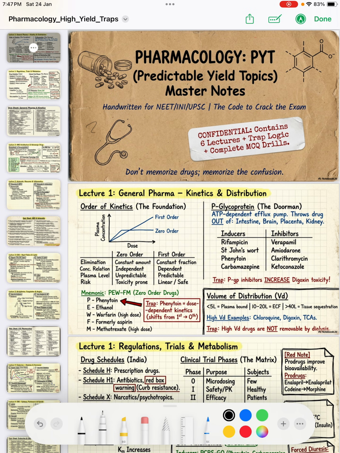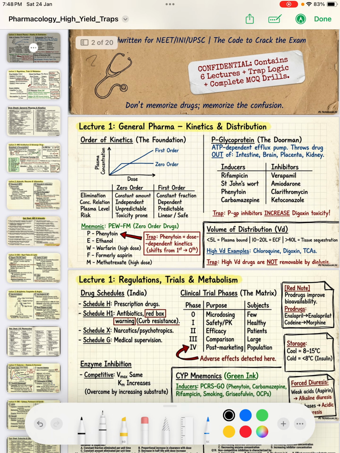And today we will study pharmacology by the PYT topics, that is previous year topics, which are being asked in your exam. In this pharmacology series we will complete 6 lectures, and today will be our first lecture. So let's start. In general pharmacology, kinetics and distribution are the PYTs which are being asked, and let's go through them.